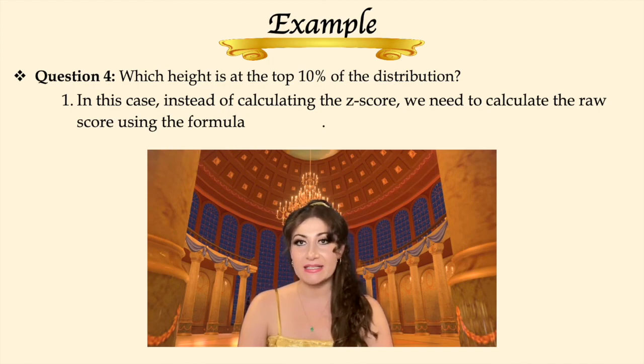Again, in this case, instead of calculating the z-score, we need to calculate the raw score using the formula x equals zs plus the mean. Why are we using the raw score formula? Because we can only use the z-score formula if we know what the raw score is. But in this case, we are given the percentage value underneath the normal curve. We can use that percentage to identify the z-score that corresponds to it, and using that z-score, we're able to identify the raw score that represents the height at the top 10% of the distribution.